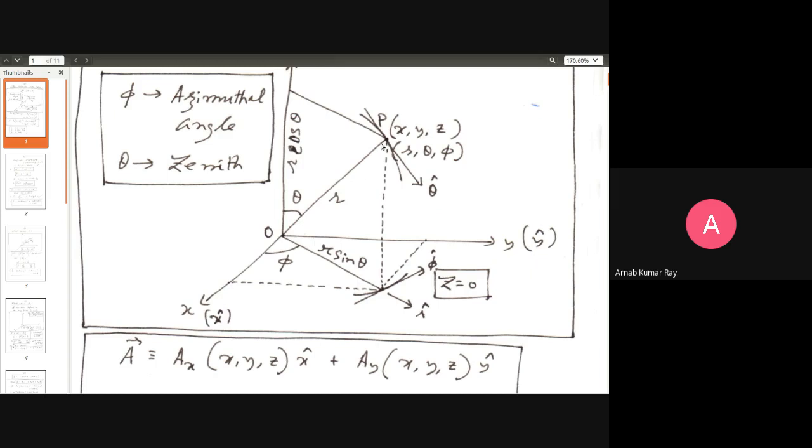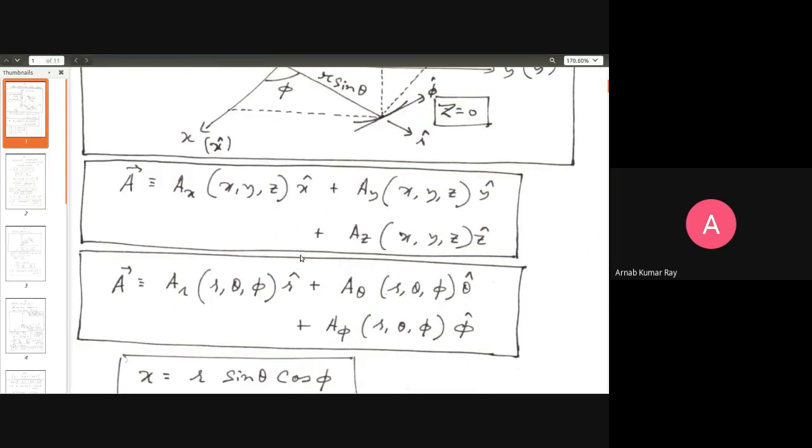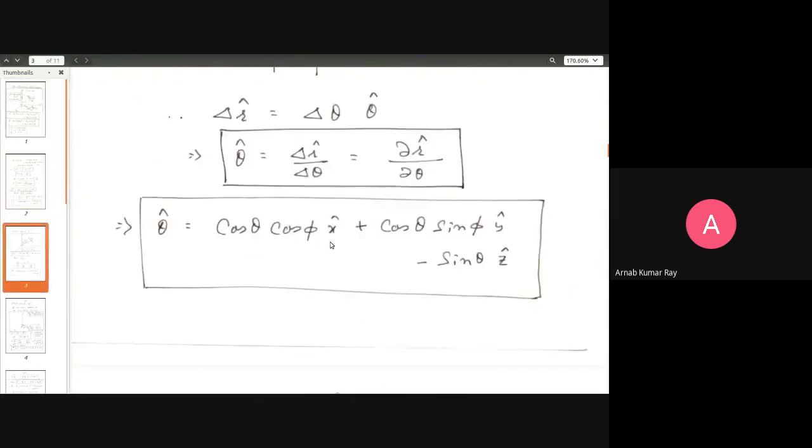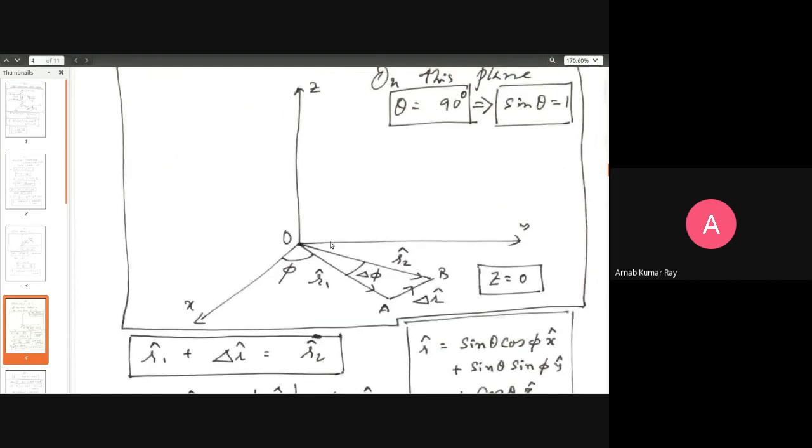So if this is the radial vector going from O to P, its shadow on the xy plane is r sine theta. Now this length, if you sweep it from the x-axis in the anti-clockwise direction, will trace out the azimuthal angle phi. That is the way to look at it. This is just like the way we found phi in the case of the cylindrical coordinate system. They are the same thing here.